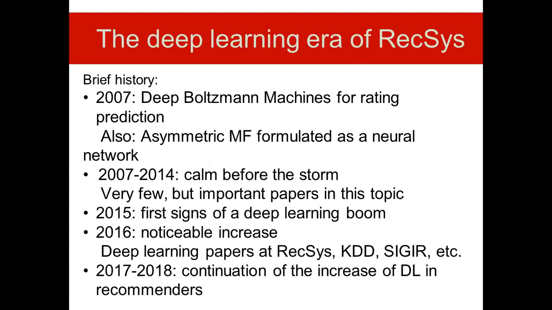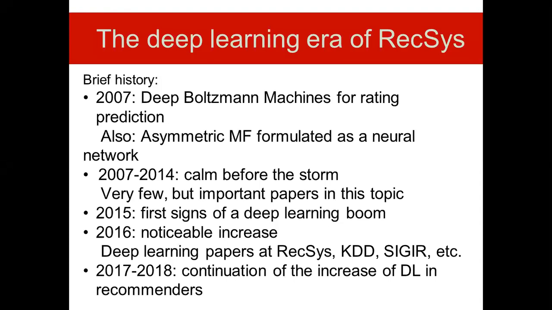So here I show the timeline for deep learning for RecSys. The first application of deep learning to RecSys that I'm aware of is in 2007, using a Deep Boltzmann machine for rating prediction. They applied this to the Netflix Prize data set and got pretty reasonable results.